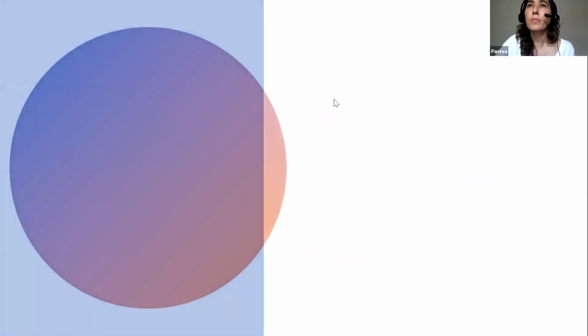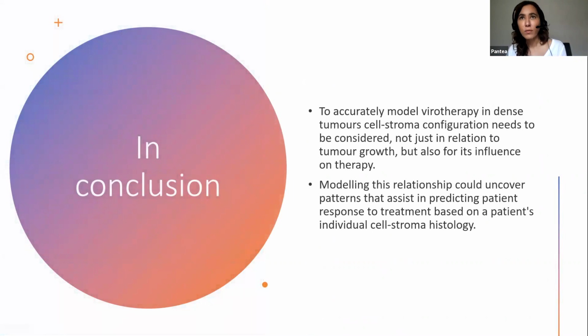So in conclusion, I want to say that to accurately model viral therapy in dense tumors, cell stroma configurations need to be considered, not just in relation to tumor growth, but also for their influence on therapy. Importantly, where I'd like to go in the future is that modeling this relationship could uncover patterns that assist in predicting patient response to treatment based on a patient's individual cell stroma histology.